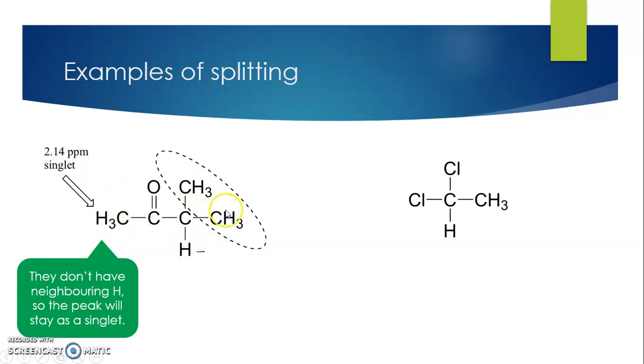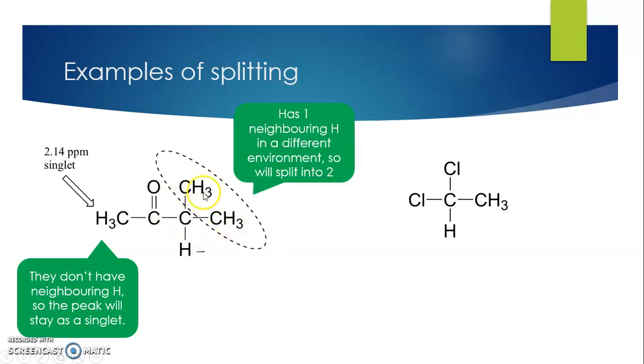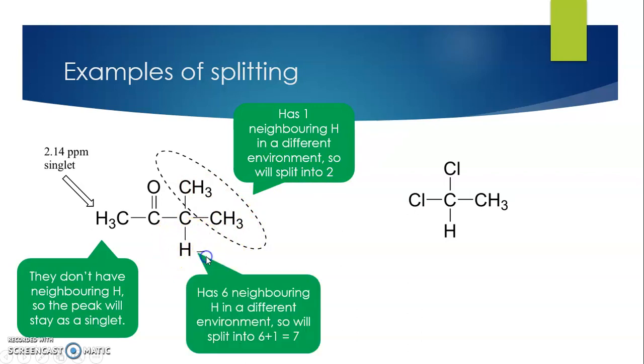But these 6 hydrogens and this one are in a neighboring environment because they are hydrogens connected to 2 neighboring carbons. As a result, these 6 hydrogens are in the same environment. They are equivalent hydrogens, but they will split into 2. It will produce a doublet because of the existence of this one. And this hydrogen, on the other hand, will split into 7 because of the existence of 6 hydrogens in this neighboring environment.